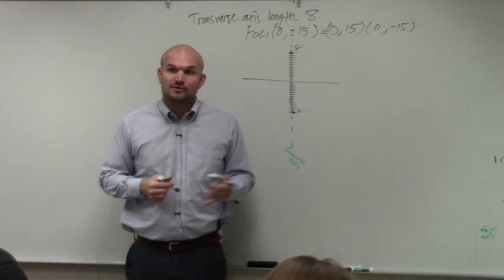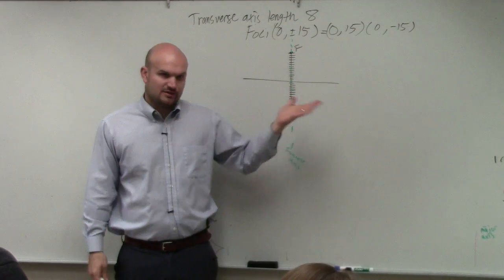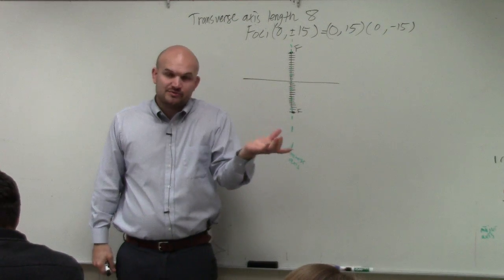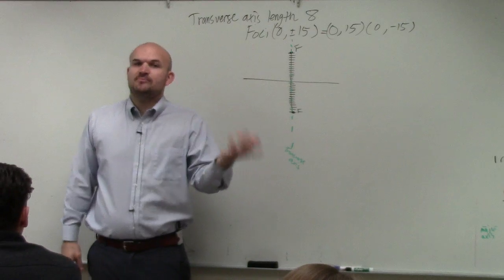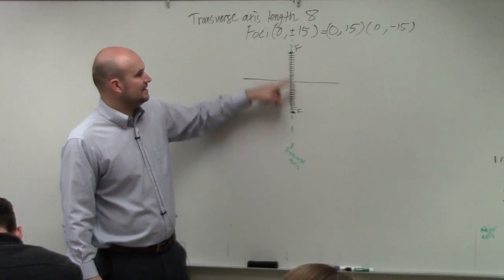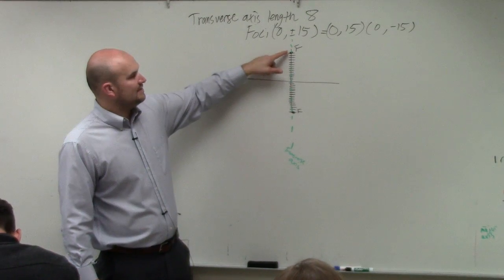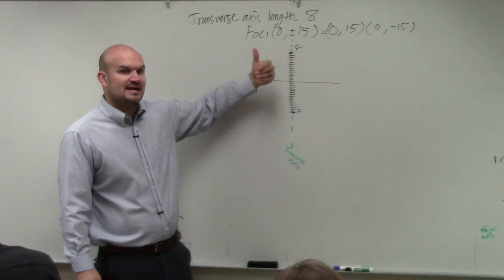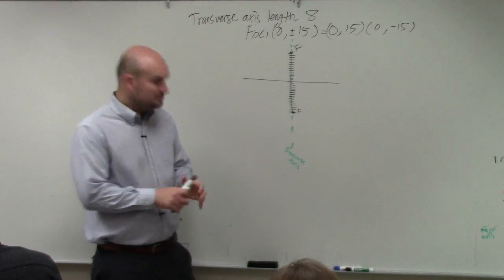The other thing I know is that the center is on the transverse axis. Remember that the center is the midpoint between your 2 foci. It's also the midpoint between your 2 vertices. So if I have foci at (0, 15) and (0, -15), I can identify that the center is going to be at (0, 0).